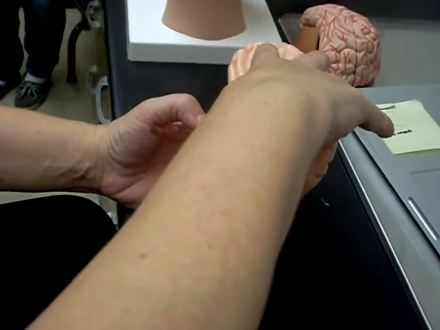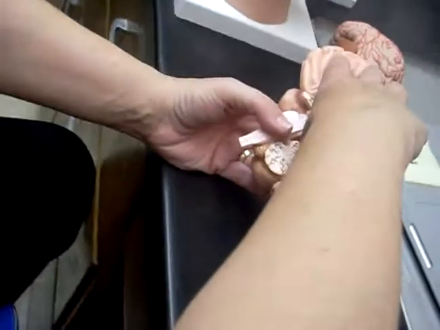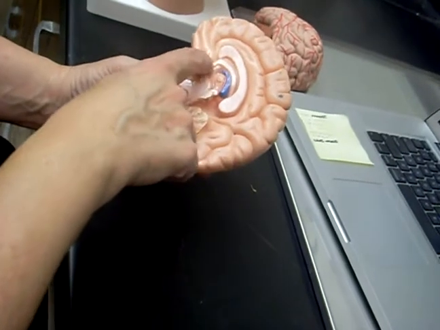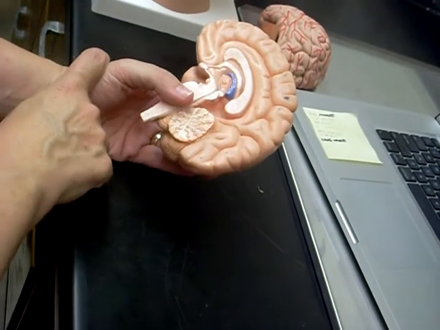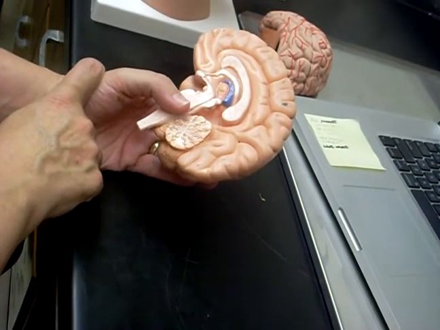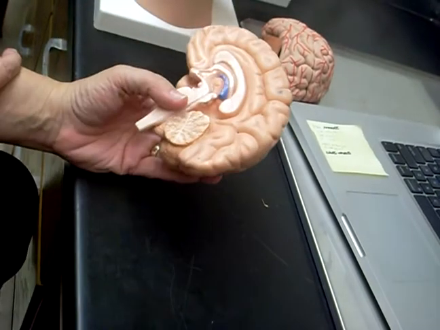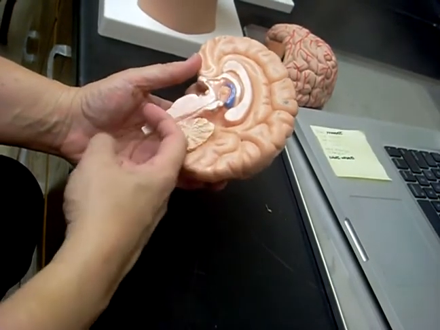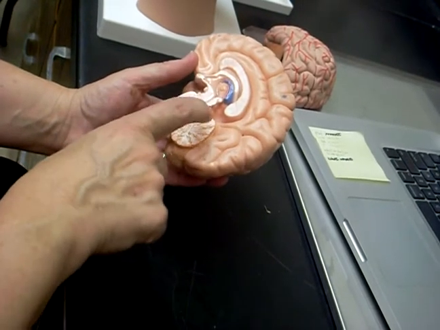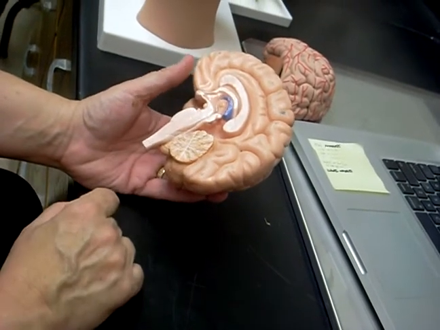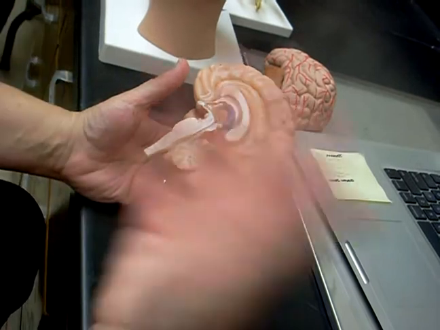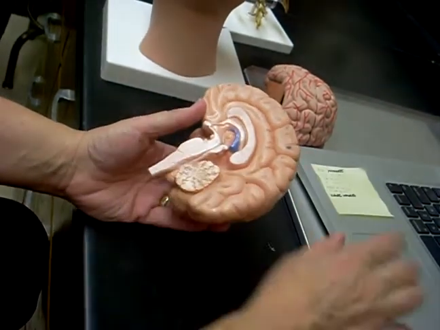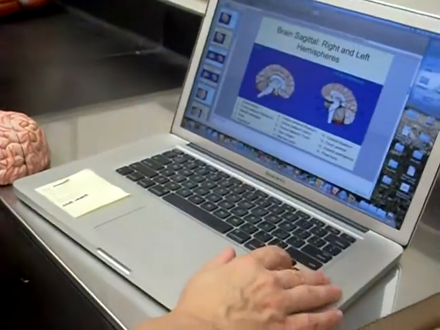This is telencephalon. Okay, forebrain, prosencephalon. This is telencephalon. That's diencephalon. Thalamus, hypothalamus, epithalamus. Cerebral hemispheres, telencephalon, mesencephalon, midbrain, rhombencephalon, pons, medulla, cerebellum. Lateral ventricles, third ventricle, fourth ventricle, and we're done here, I think.